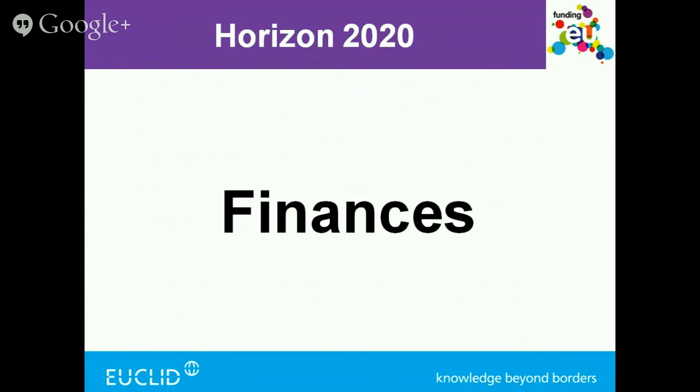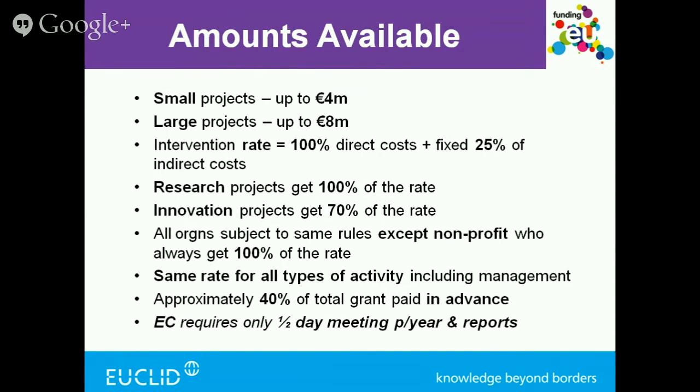Fantastic. Finances. How much money can you get? Small projects, 4 million. So for a small project, you can get up to 4 million euros. Large projects, you can get up to 8 million euros. The intervention rate: they will give you up to 100% of the direct costs and 25% of the indirect costs. Research projects get 100% of this. Innovation projects get 70%, so they have to find the 30% in match funding.